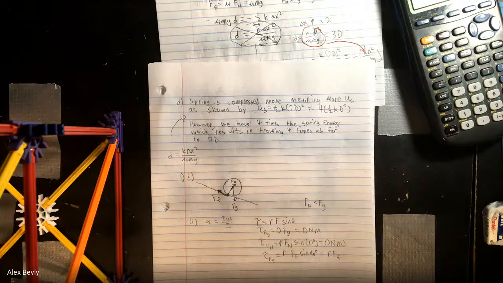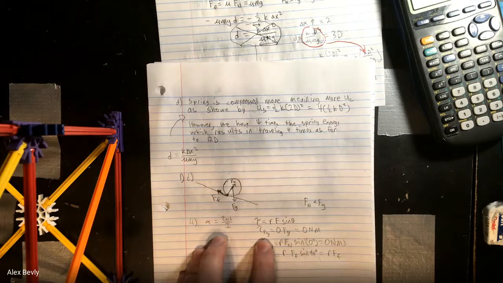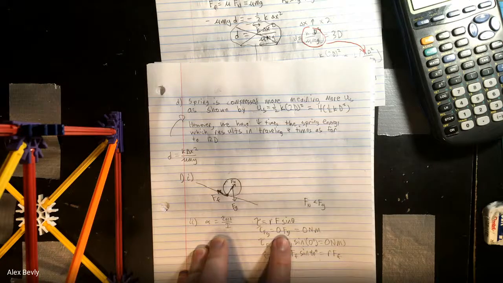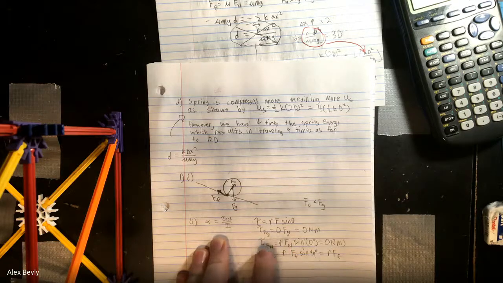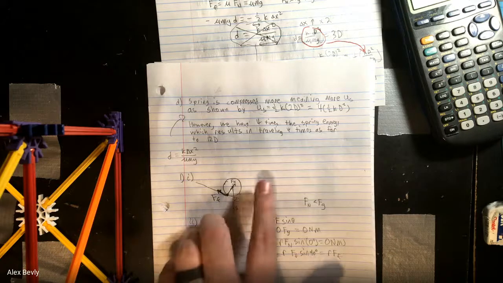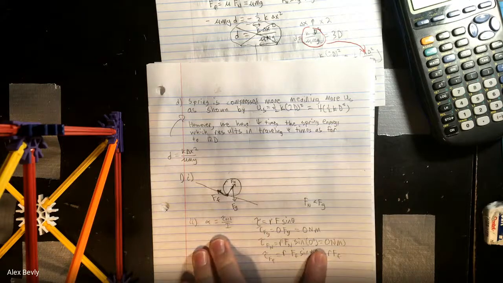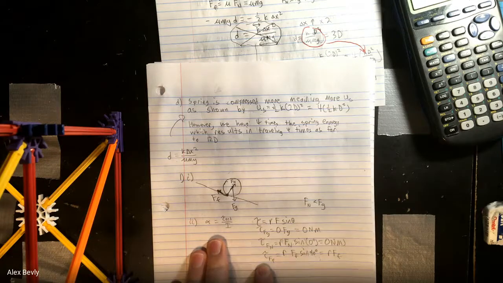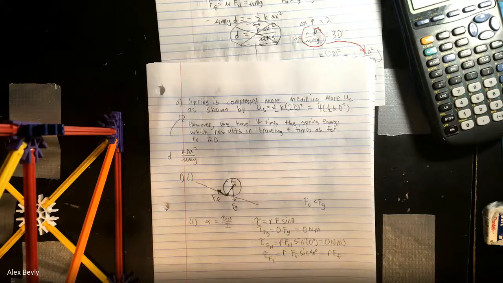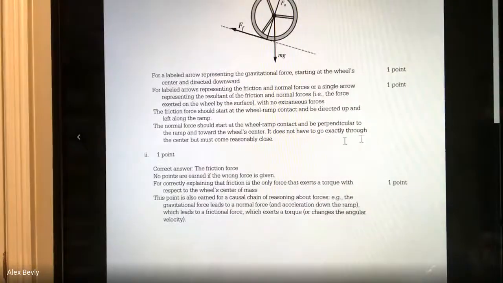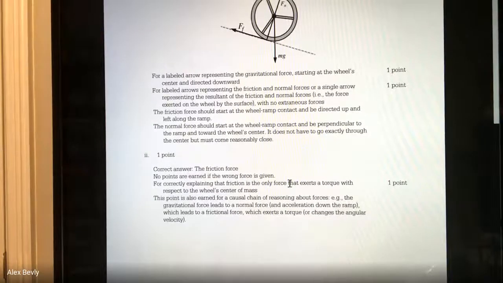So you would say something like the force of gravity is acting on the center of mass, so that does not cause a torque. Normal force pushes through the center of mass, so that's not causing a torque. So the frictional force is the only force that acts on a point not at the center of mass, not at the center of that rotation, and at an angle that's not towards the center of the circle. So you get that point for saying frictional force. If you wrote the wrong force, you can't earn a point, so you just get nothing.